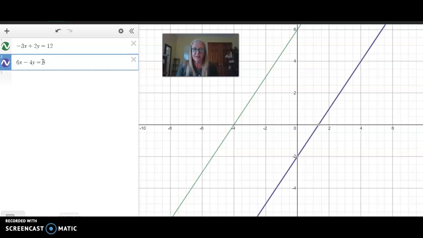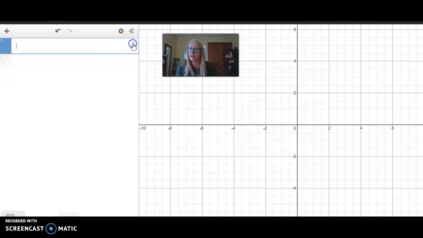Now, you'll notice something about these two equations. They form parallel lines, which means that if we had put these both in slope-intercept form, they would have had the same slope, but different y-intercepts. So you would just write no solution for this one, because there is no point that will solve both of these. Pretty snazzy, right? I love this. I wish I had this when I was a kid.